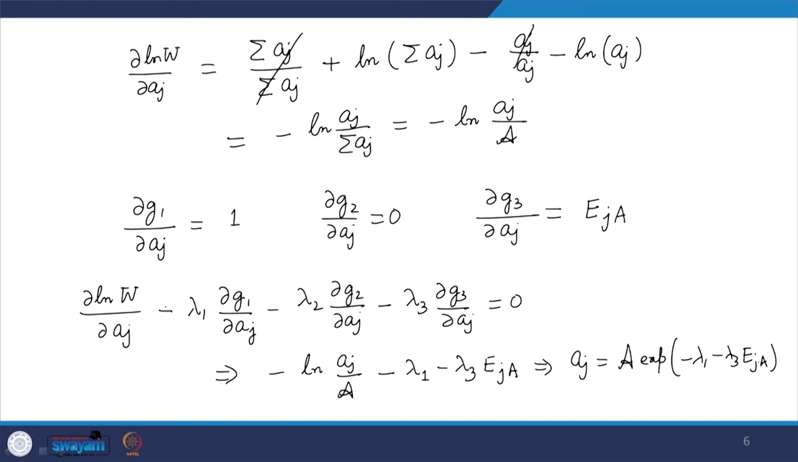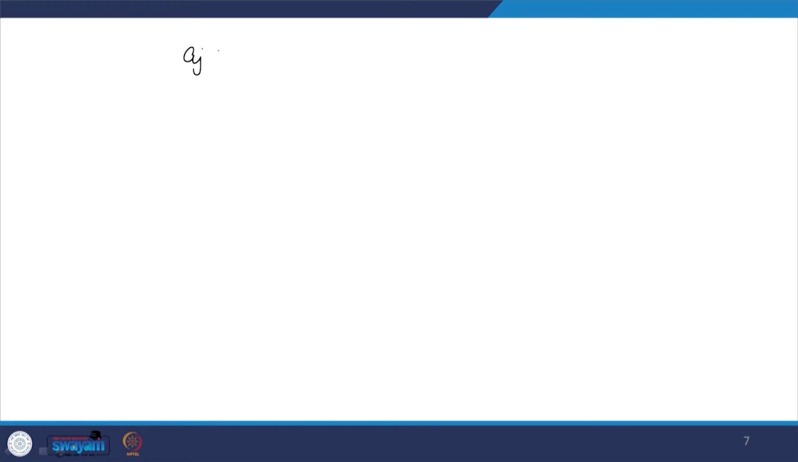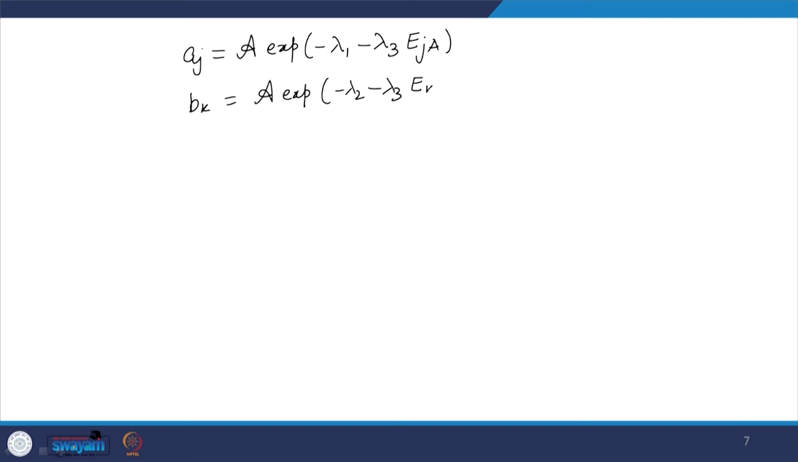If I do the same stuff for the variables Bk, the equation we will have is Bk is equal to A exponential minus λ2 minus λ3 Ekb. Now, let us look at these two equations. So, we have found Aj as A exponential of minus λ1 minus λ3 Eja, and Bk as A exponential minus λ2 minus λ3 Ekb.